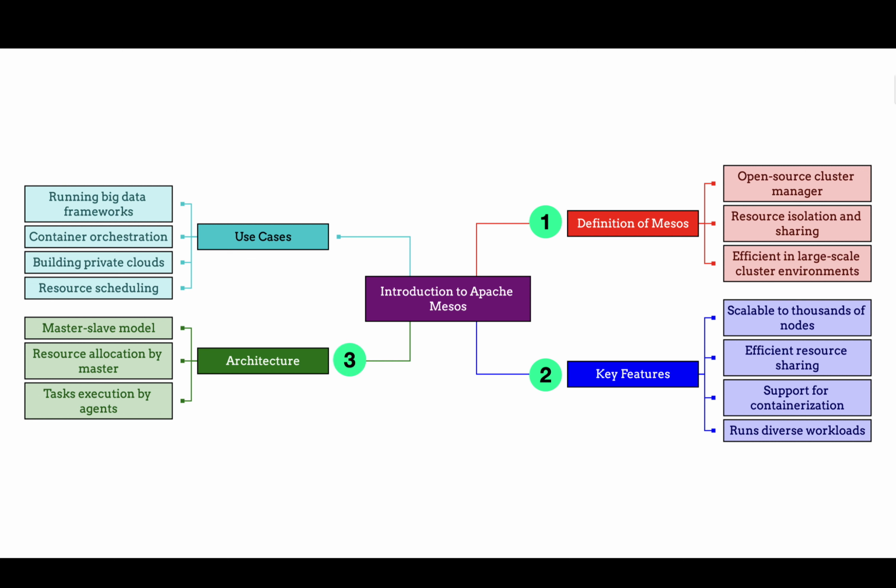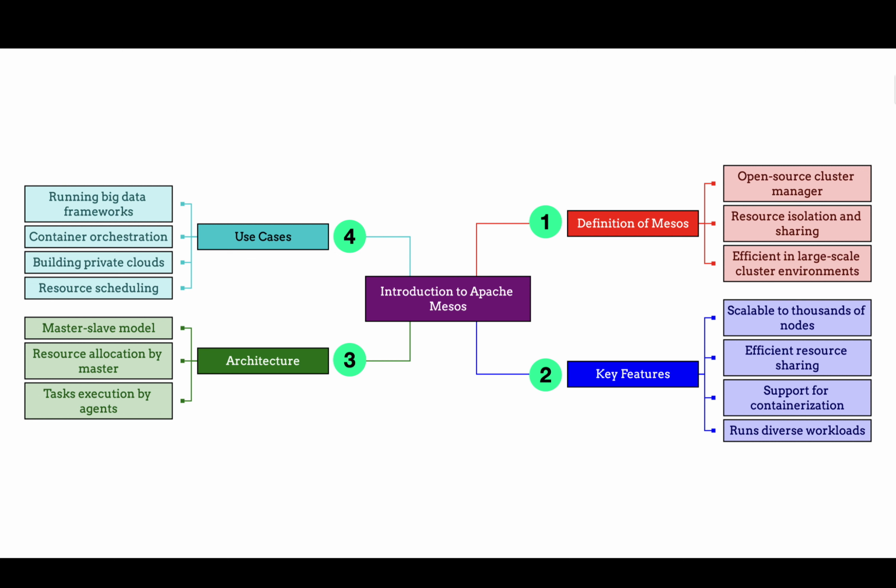3. Architecture. Mesos architecture is based on a master-slave model. The Mesos master allocates resources to registered frameworks, like Hadoop or Spark, while the agents, slaves, run tasks allocated by these frameworks. 4. Use cases.